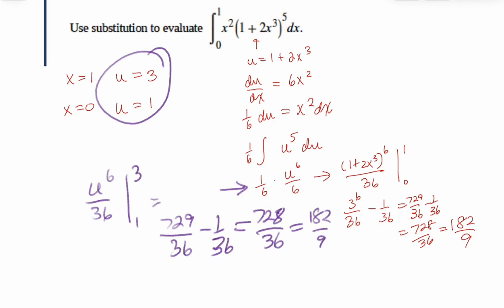So if you change the boundaries and make everything from the beginning of the problem u's, you're okay to do that. But you have to change even the boundaries to u's. Because if I stick in 0 and 1 into this, I get a totally different answer. I get 1 over 36, which is totally wrong. Okay, so you have to be careful. If you want to use u's from beginning to end, you can, but change your boundaries to match. Okay.